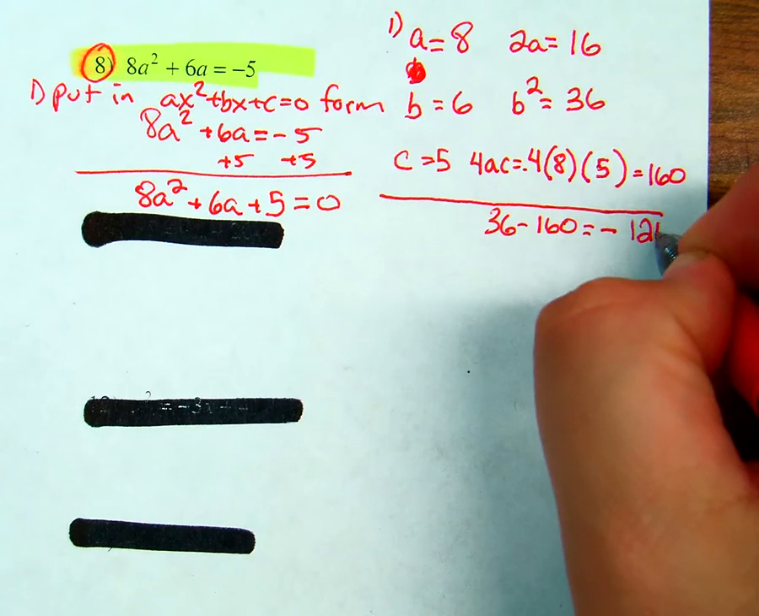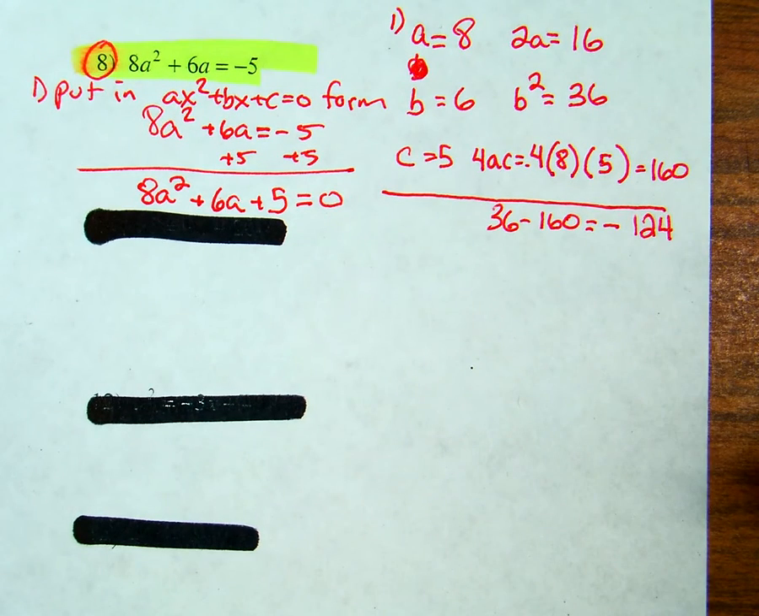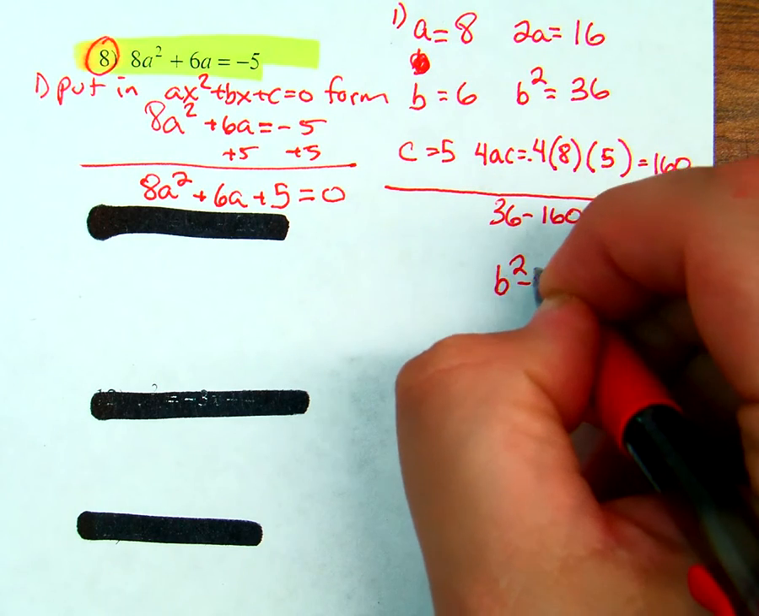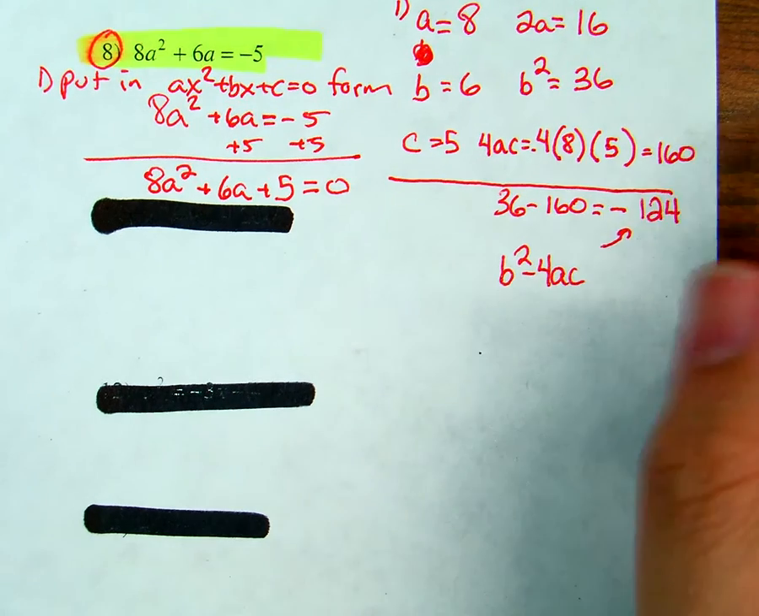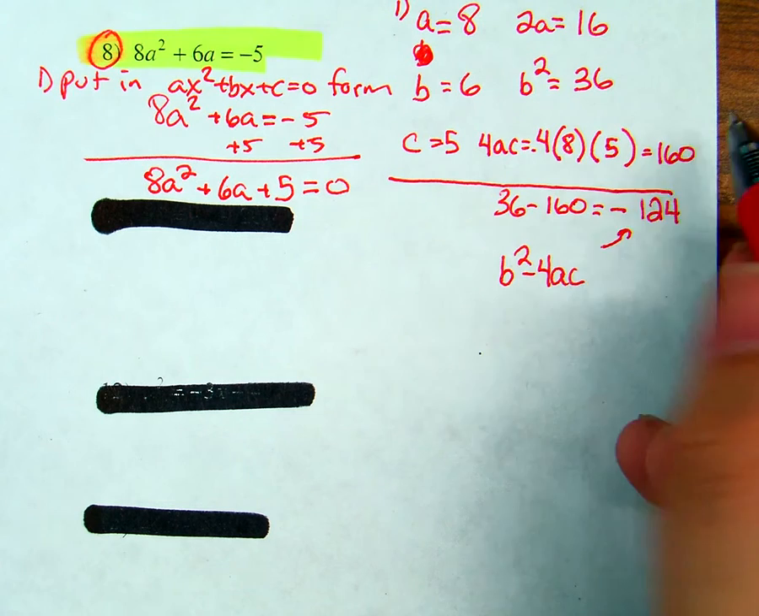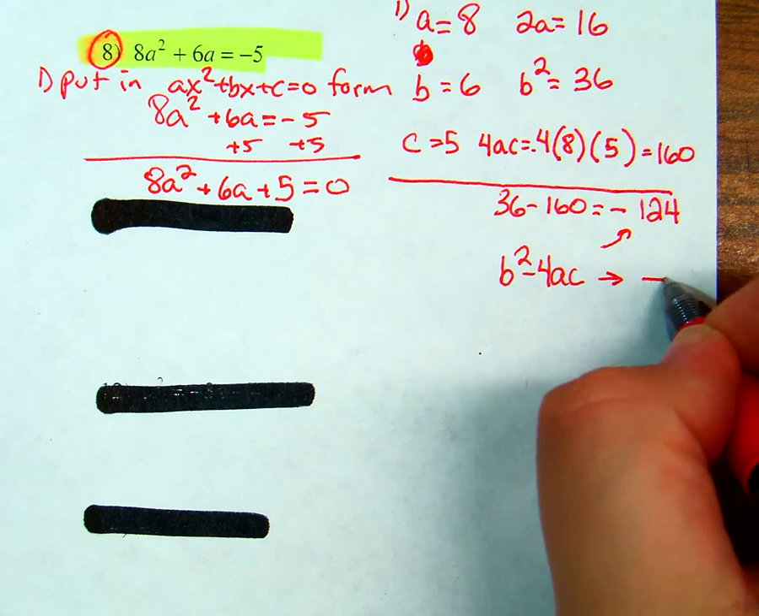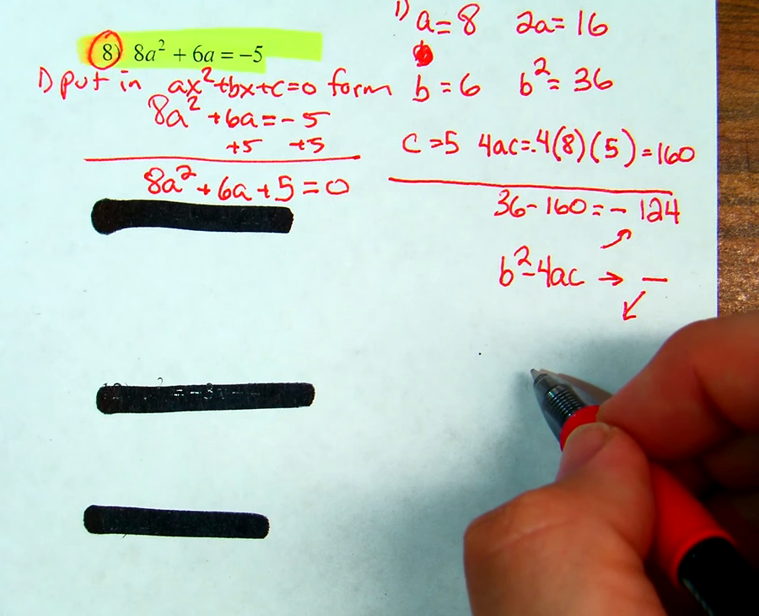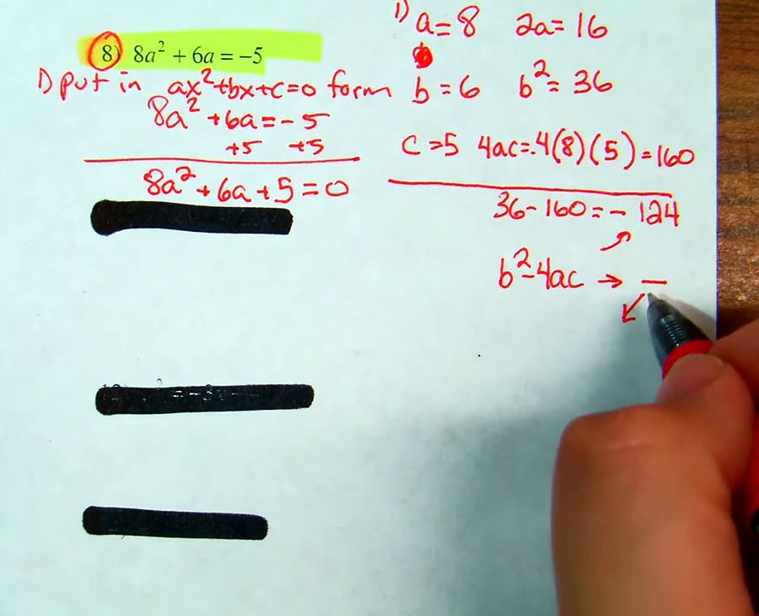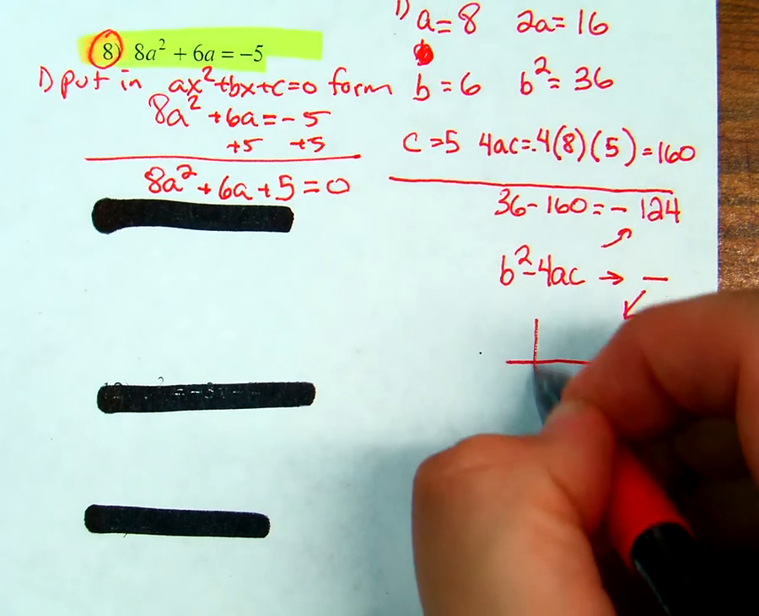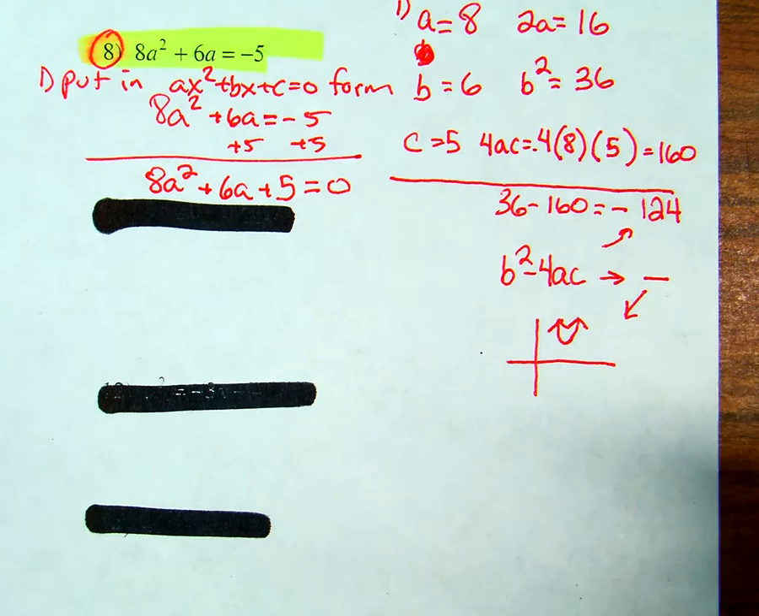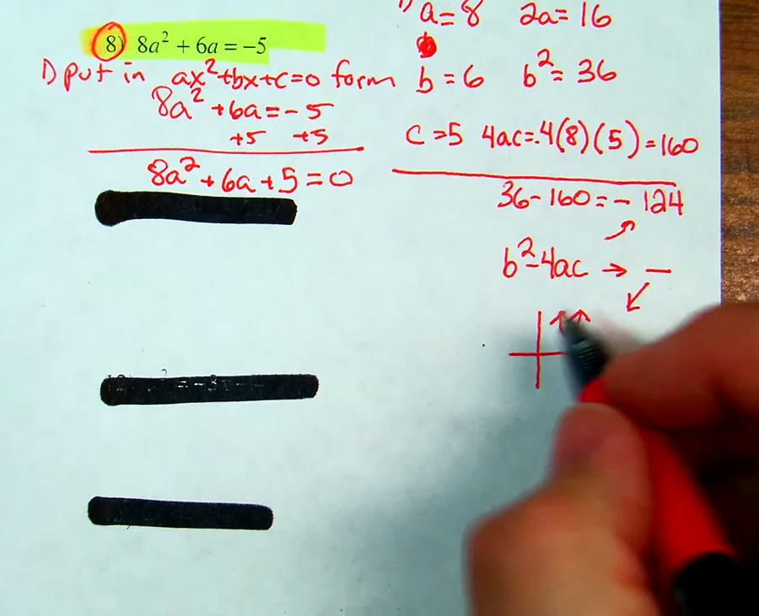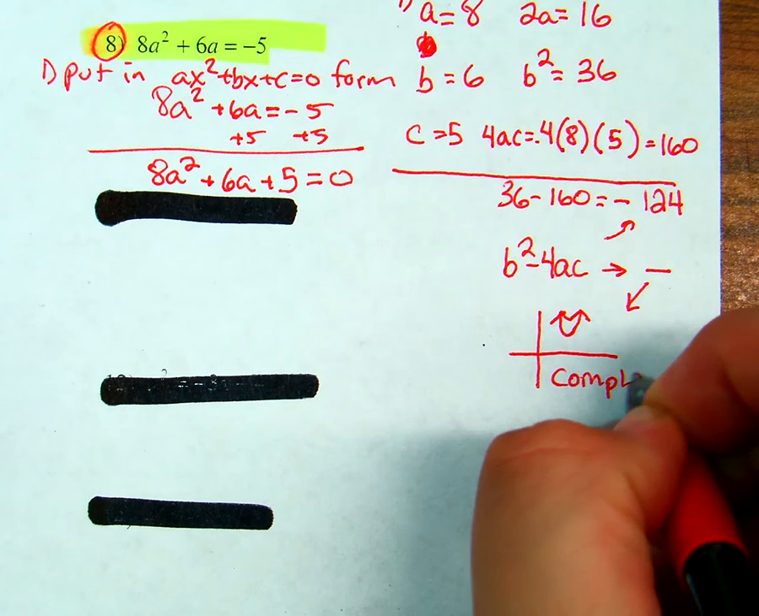So this guy is my B squared minus 4AC. Now, is it positive, negative, or 0? It's negative. What does that tell me about the parabola? Is it going to hit the x-axis, or is it not going to hit the x-axis? If it's negative, it doesn't. It's not going to hit the x-axis. So I'm going to get complex roots, which means an i is going to be in here somewhere.